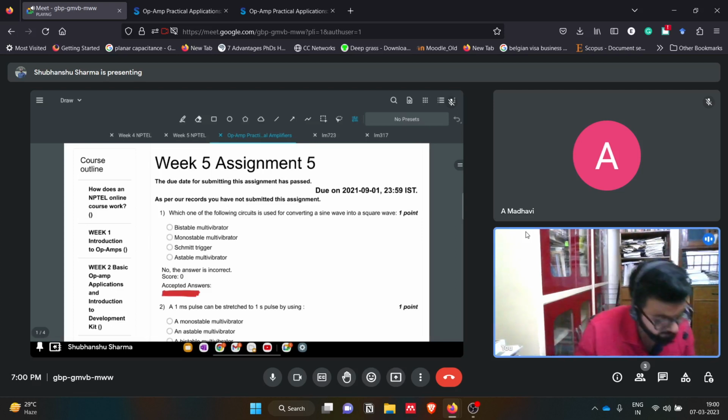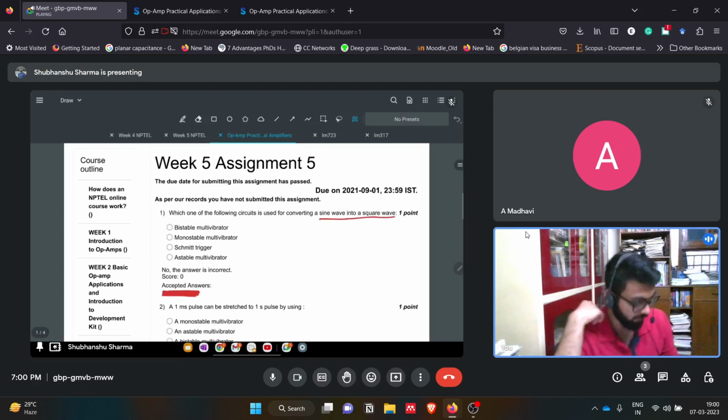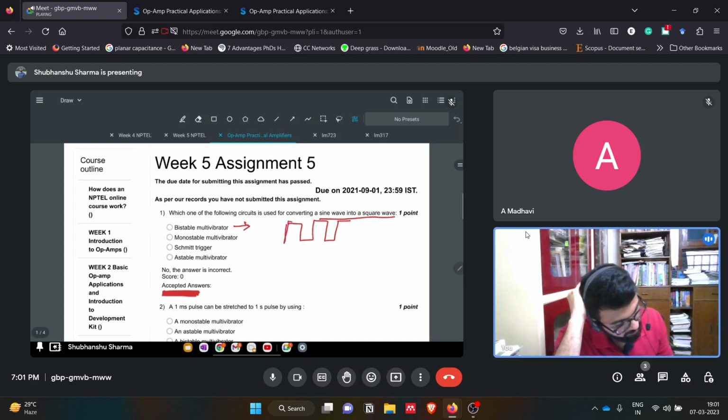So the first question says, which one of the following circuits is used for converting a sine wave into a square wave. This we have done already, maybe not in this week 5, maybe earlier. So we can say a bistable multivibrator. What was the output, and bistable was like this. Since this output was being achieved by what input wave, we can say that as we know.